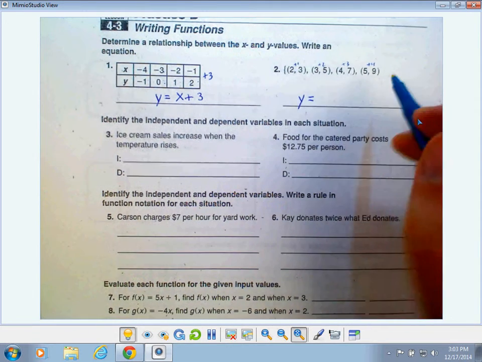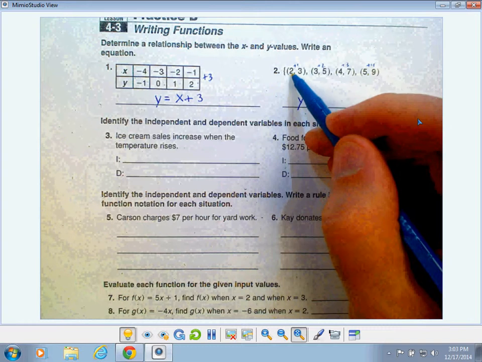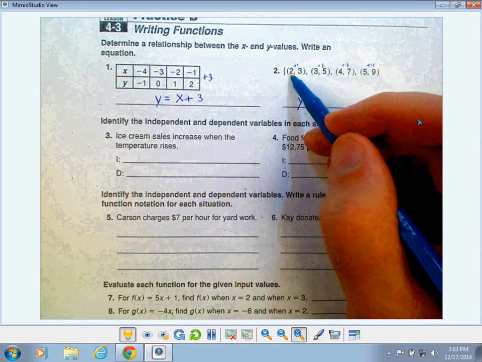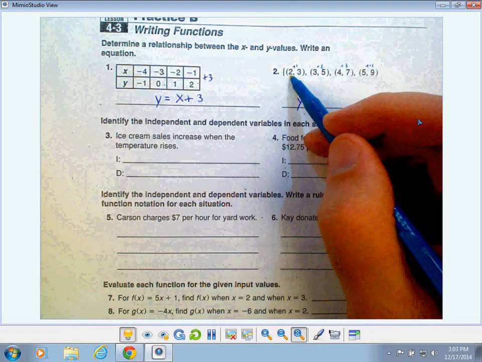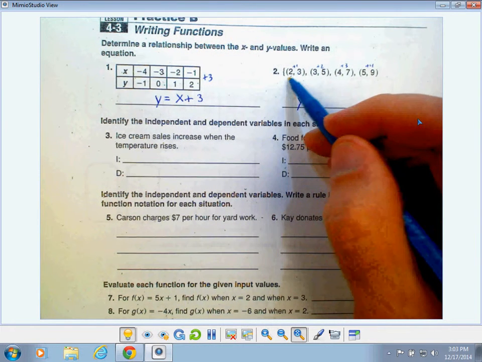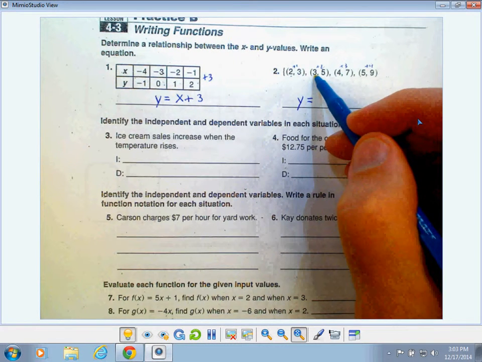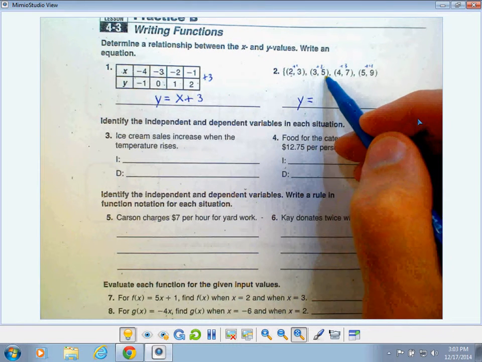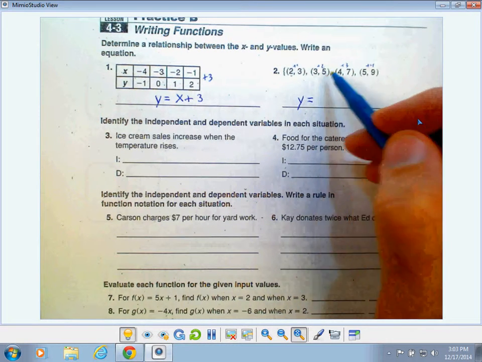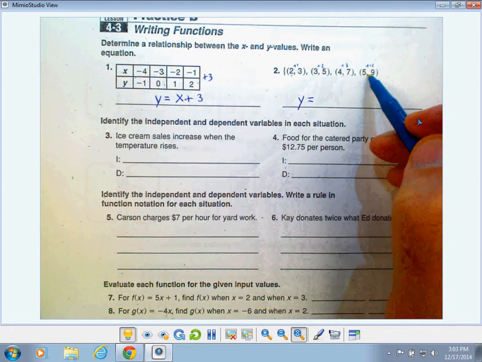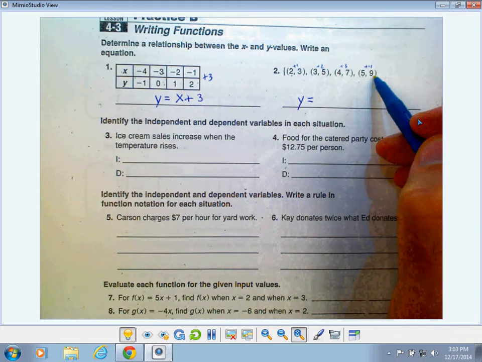So you can try a lot of things, but how about this? What if we start thinking about maybe multiplying? What if we took 2 times 2? That would give us 4. And if we subtracted 1, we would get 3 for y. Well, let's see if that pattern continues. 3 times 2 is 6, minus 1 is 5. 4 times 2 is 8, minus 1 is 7. 5 times 2 is 10, minus 1 is 9.